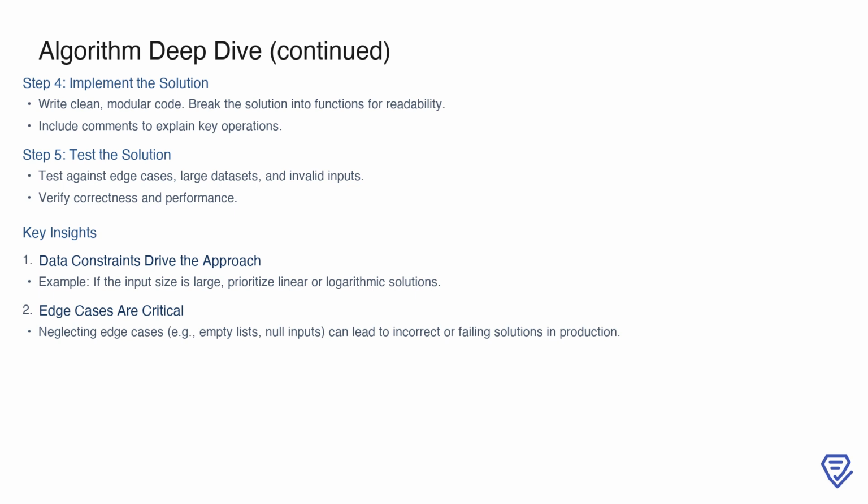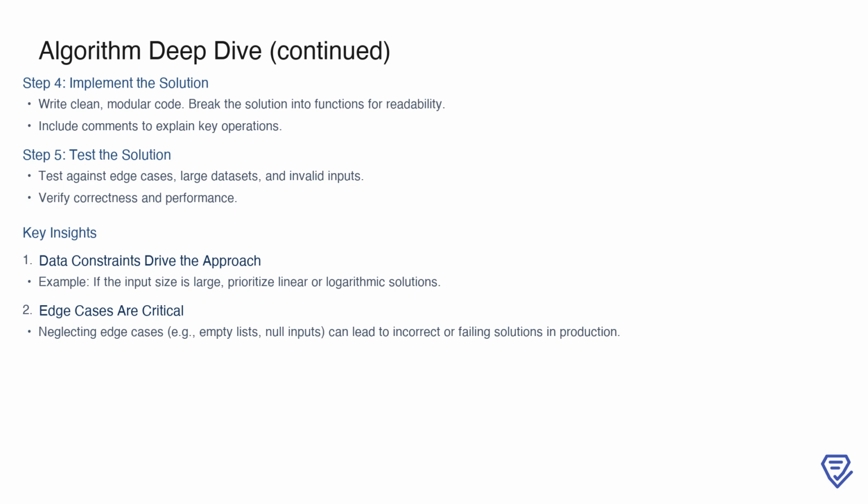Test your solution with edge cases, such as empty inputs or invalid data, and verify its performance with large datasets. Neglecting these tests could lead to issues in real-world applications. Remember, the constraints of the data often dictate the feasibility of your approach. For example, if you're working with very large inputs, your solution must prioritize efficiency. Finally, pay close attention to edge cases, they're critical for avoiding unexpected failures.